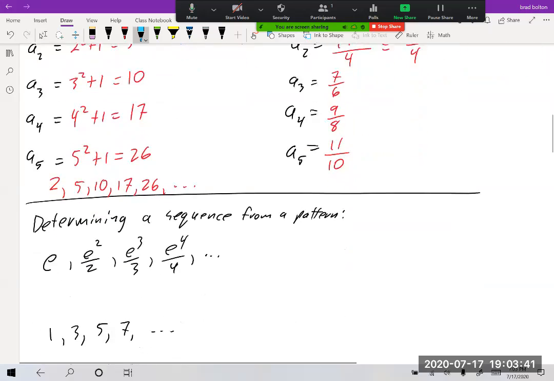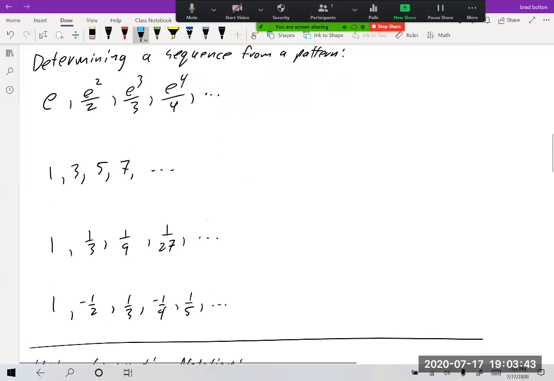So the harder part is if they just give you the pattern and then they want you to come up with that formula, okay? So we have e, comma, e squared over 2, comma, e cubed over 3, comma, e to the 4th over 4, so on and so on and so on. So we need to come up with some a sub n. A sub n is equal to what? What would be a pattern?